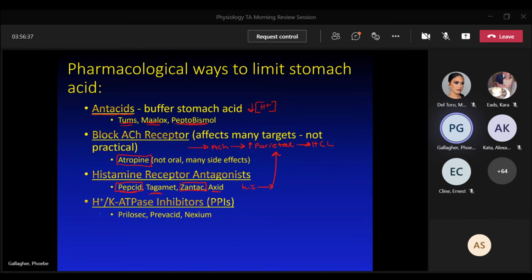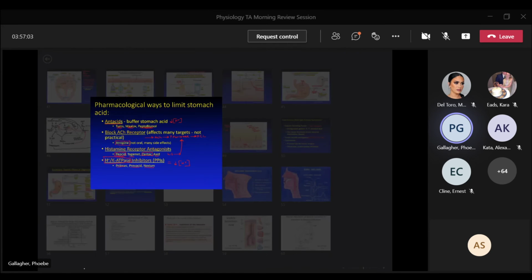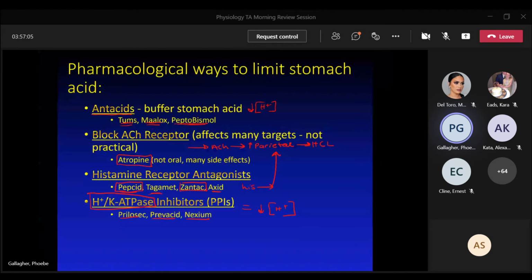And lastly, your proton pump inhibitors. These proton pump inhibitors are specifically inhibiting your proton potassium ATPase in your stomach. And so these examples are Prilosec, Prevacid, and Nexium. So those are super common. These just directly inhibit the proton pump, so you can't pump any protons out, and therefore that's going to lead to a decrease in your proton concentration, and therefore your stomach acid. So make sure you know these. This is a high yield slide.